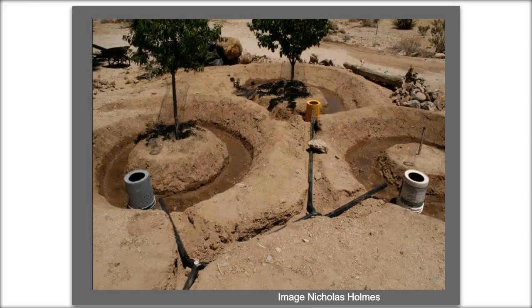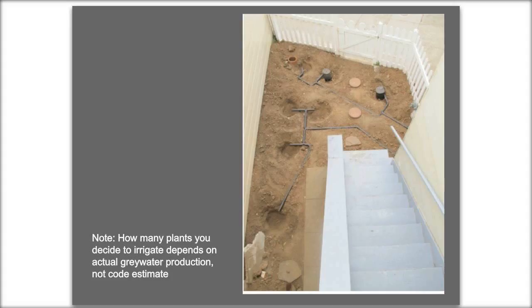So here's a picture of a warm climate. This is in Joshua Tree in the desert. And so these basins are much bigger. There's only 3 plants being irrigated because of the plant water requirements, how much each plant needs. It needs more water, but there's nice big basins to soak up all the water from the shower that's directing that water out.